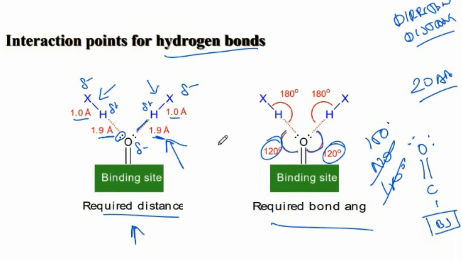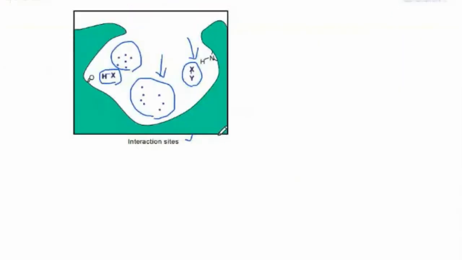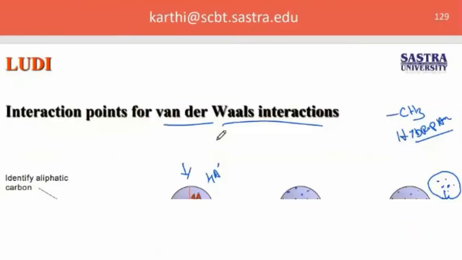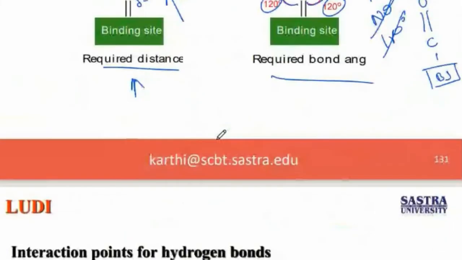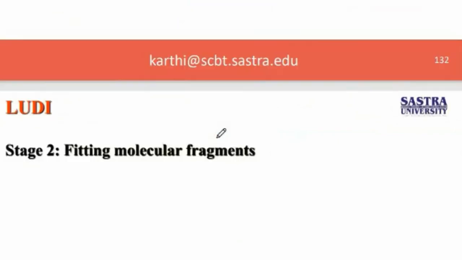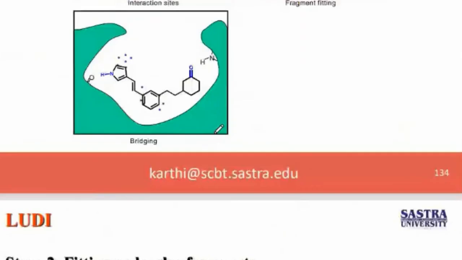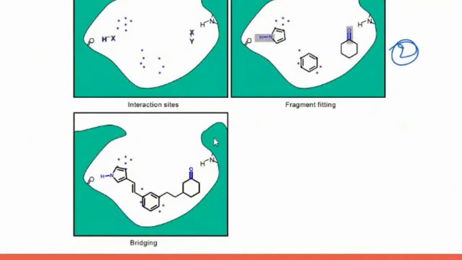So if that is captured in the first step, and if the angle and the distance are satisfied, then those regions will be captured as hydrogen bond acceptor or hydrogen bond donor regions. This is how the LUDI algorithm captures the hydrogen bonding sites. Once it captures the van der Waals interaction sites and hydrogen bonding interaction sites, as I showed in the image in the first step itself, the next step, the second step, is fitting the molecular fragment.